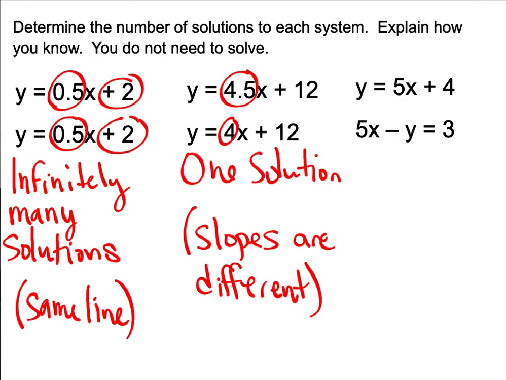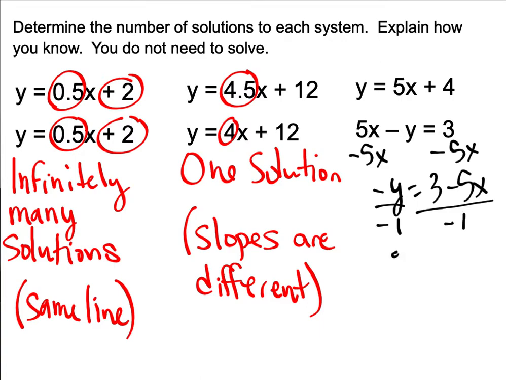Next, y equals 5x plus 4 and 5x minus y is 3. Before we can answer this, we need to solve for y. So we have it in slope-intercept form. Divide by negative 1. So that's just changing the signs. So that's a horrible looking y. Let's try that again. y equals negative 3 plus 5x.